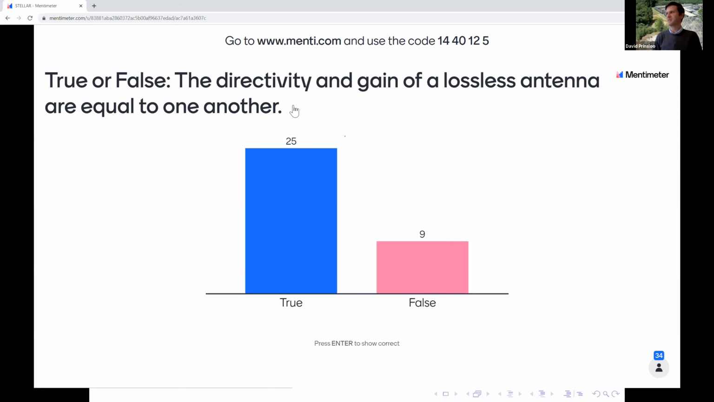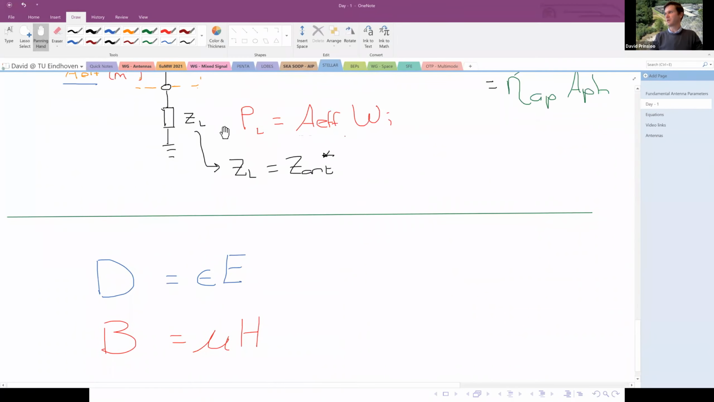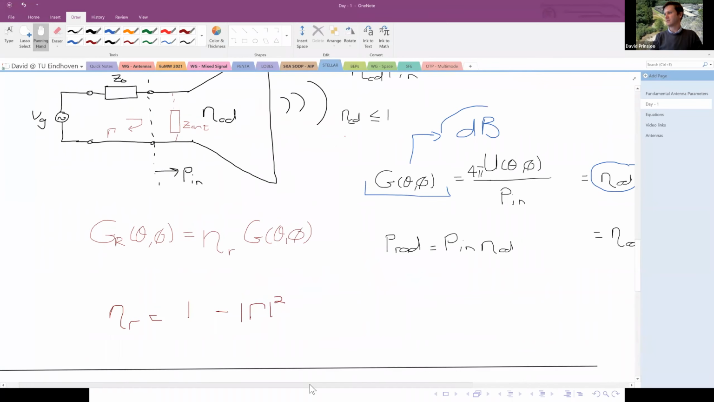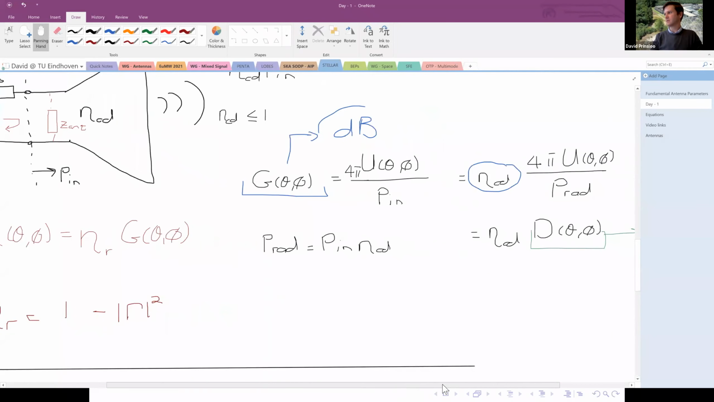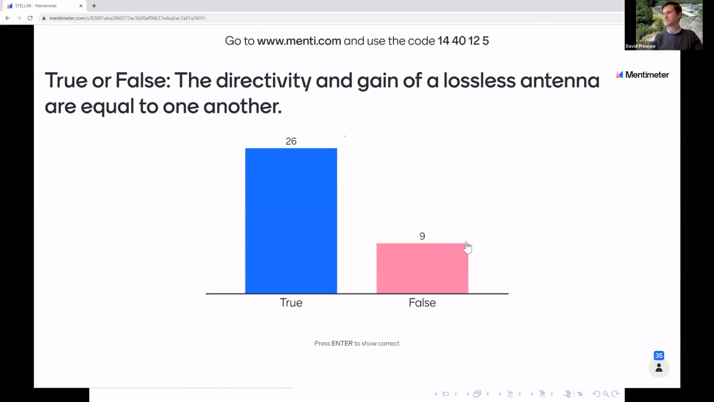So just to recap, the trick here is lossless. As we said in the definition for gain, the gain is equal to the conduction losses multiplied by the directivity. So if there are no conductive losses, this becomes 1, and the gain and the directivity of an antenna are exactly equal to one another.